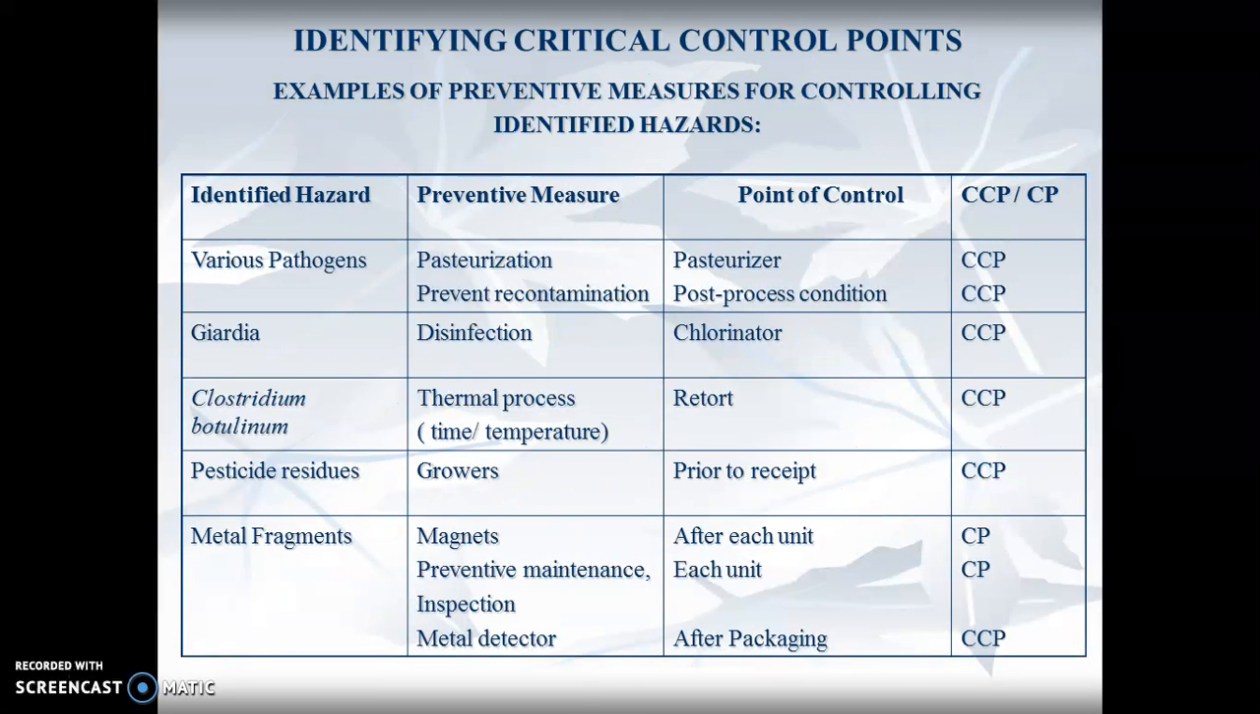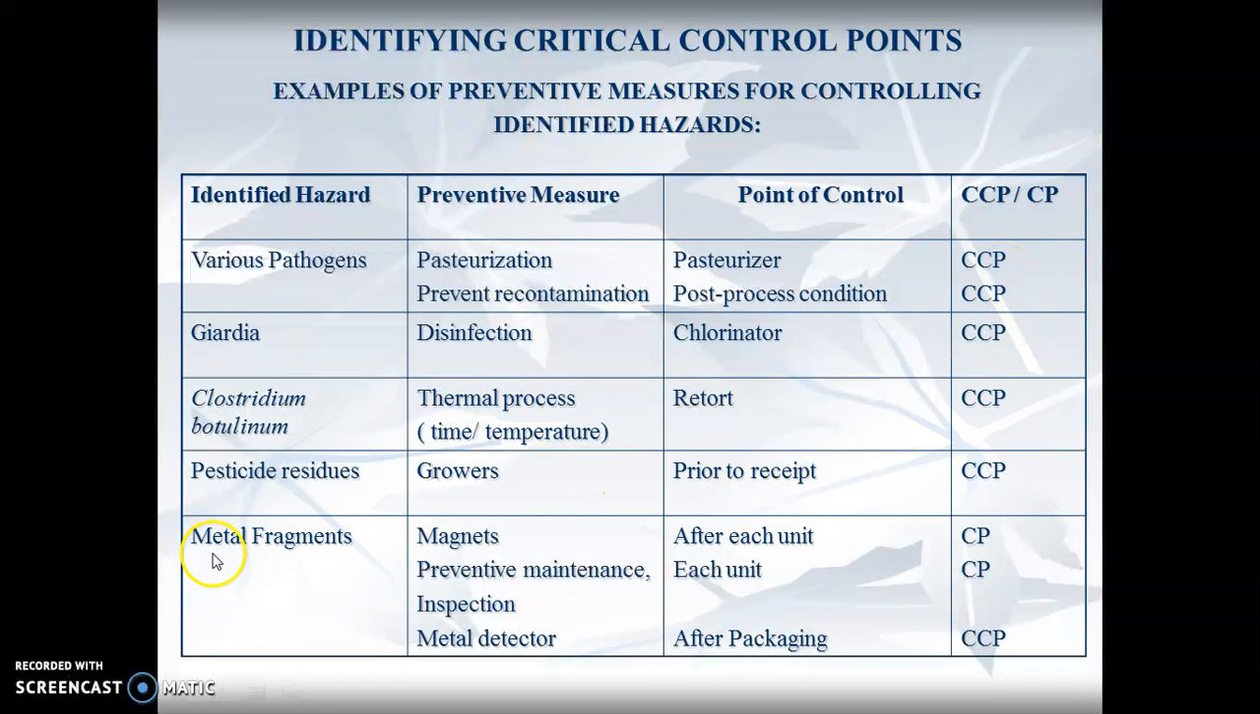You need to be able to identify critical control points. Examples of preventative measures for controlling some of those identified hazards. These are just examples. Maybe some various pathogens, Salmonella, E. coli. You have pasteurization. You try to prevent recontamination. As a point of control, you may have pasteurization, and that may truly be listed as a critical control point.